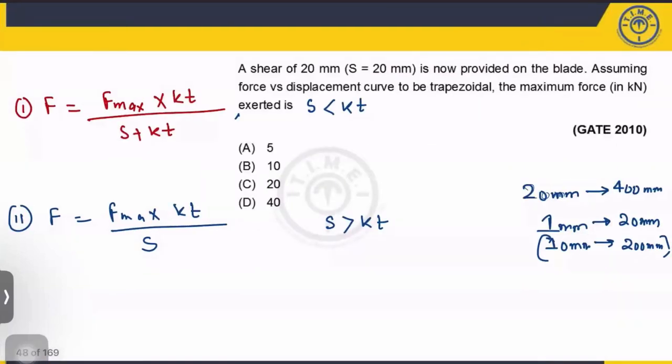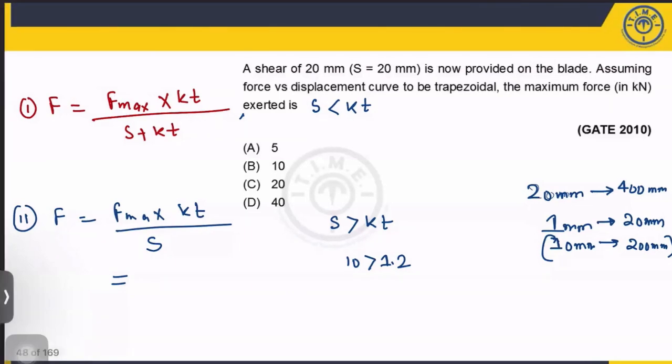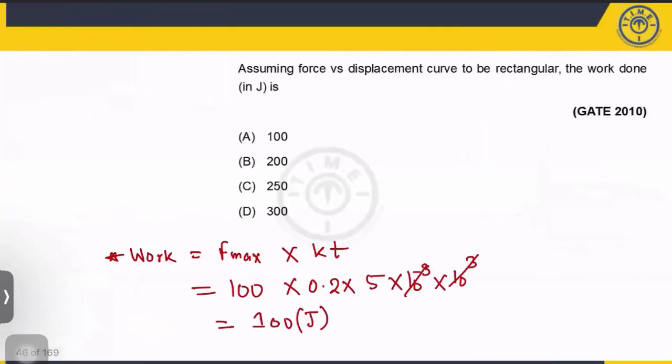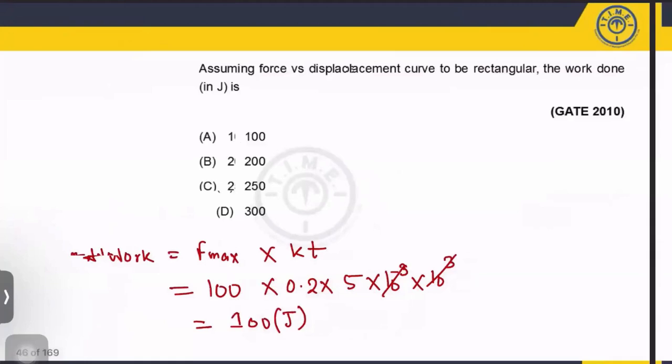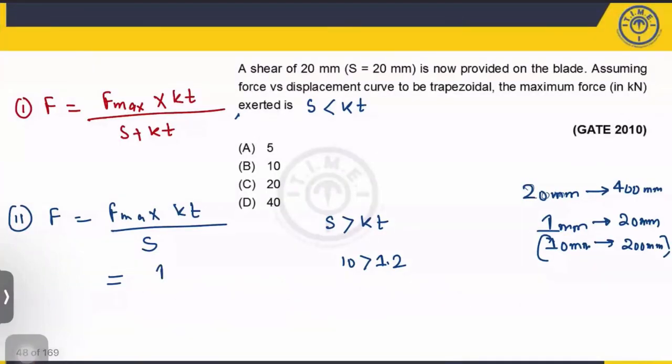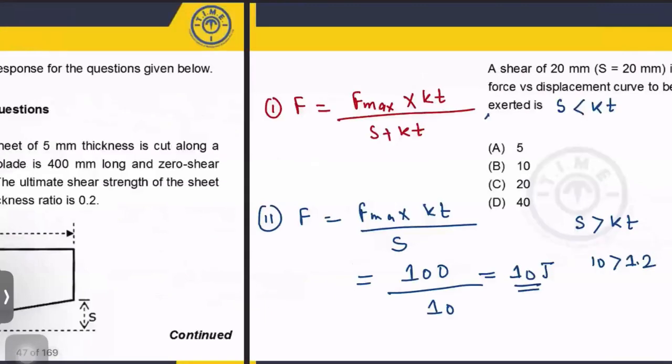So the shear is 10 and the KT value is 1.2, which is less than this. Okay. That means you have to consider the second formula. What is this? F max into KT. We already calculated this, which is 100 joule only. That's why it is a linked question. So 100, what is the shear value? This is 10. So what will be the answer? 10 joule. Okay. So the only thing is you have to calculate the shear value for the given length of cut.